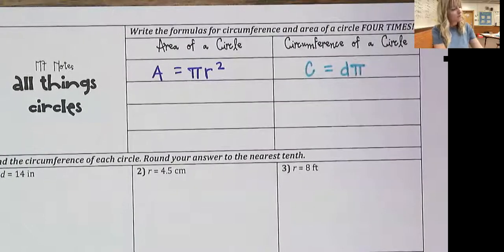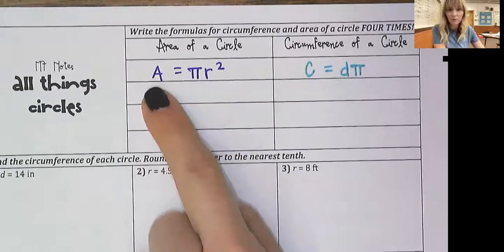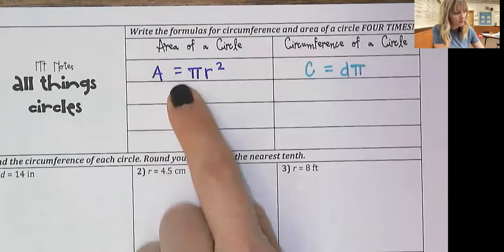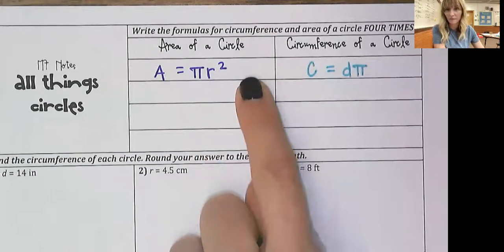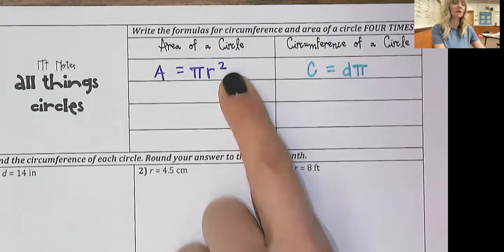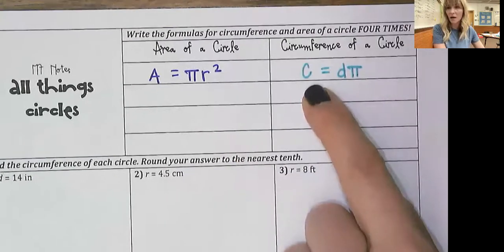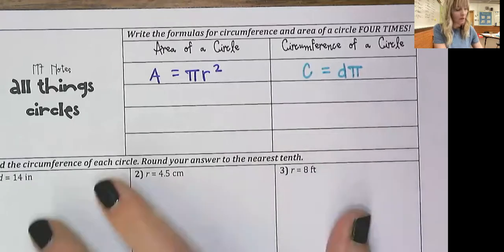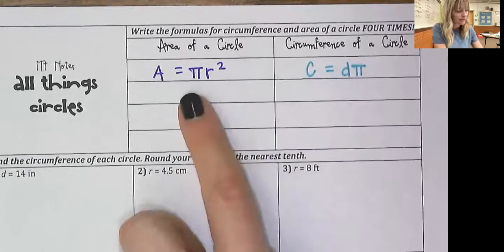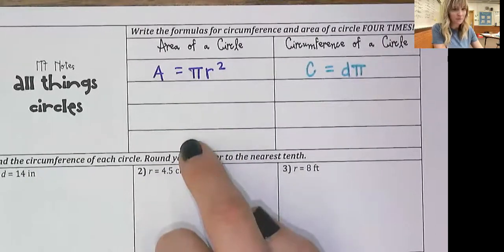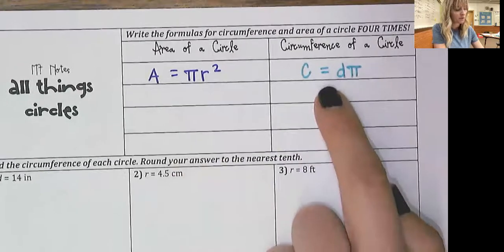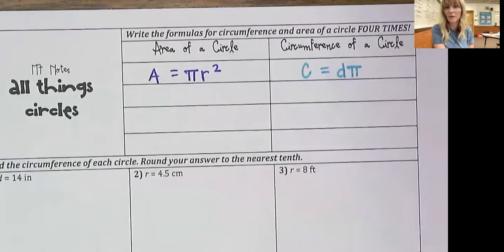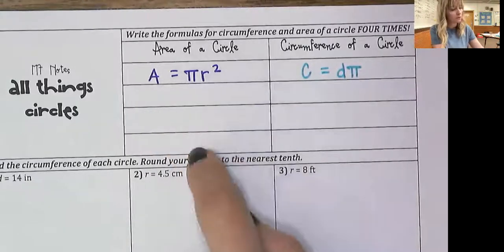We don't want that. So this says area of a circle, I wrote it once, A equals pi r squared. That's a little exponent, means multiply by itself. And for circumference, C equals diameter times pi. So I wrote it once. You guys need to copy it 3 more times. Area 3 more times, circumference 3 more times. Go ahead and pause the video and write it down. I'm not going to, I already have these memorized. You guys pause the video, fill up those.